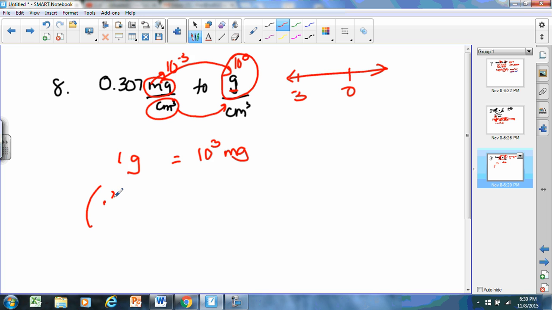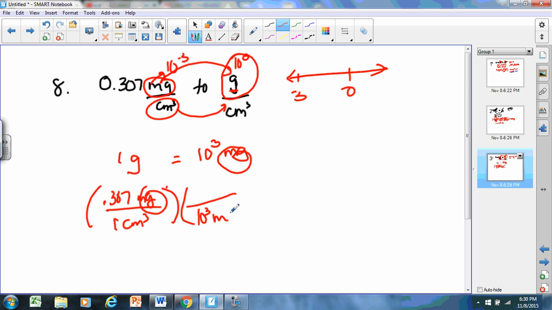So what goes in the first set of parentheses? The original problem. So 0.307 milligrams per 1 cubic centimeter. And then because milligrams is on the top, 10 to the third milligrams is on the bottom. 1 gram is on the top. This cancels this. 0.307 times 1 divided by 1 times 10 to the third. Anyways, if you put this in the calculator, you get 3.07 times 10 to the negative 4 grams on the top, and cubic centimeters is still on the bottom because we didn't change it.